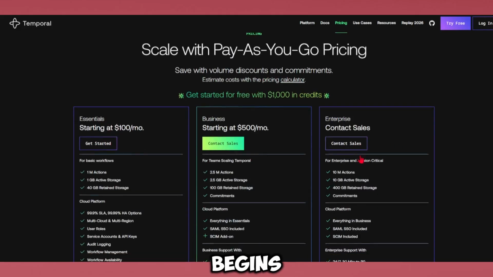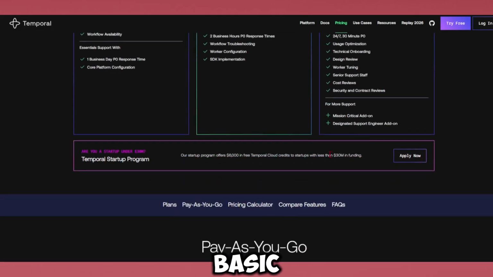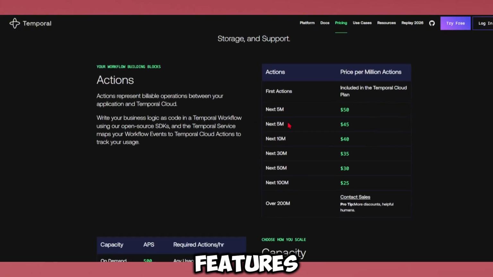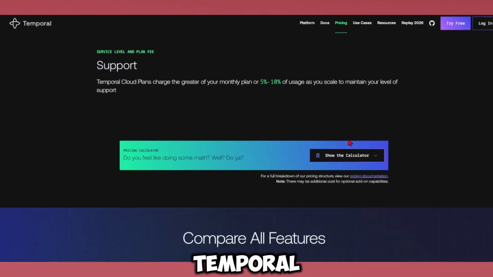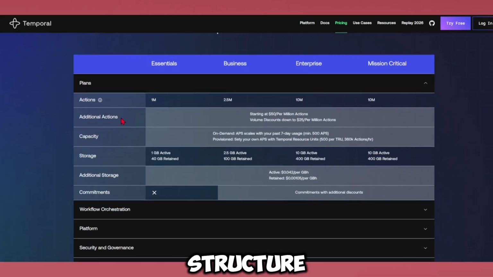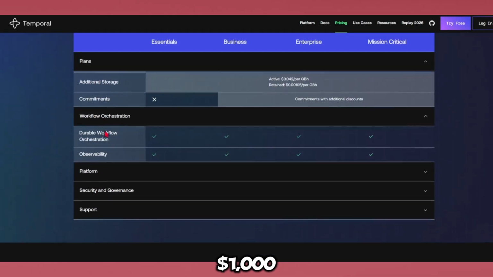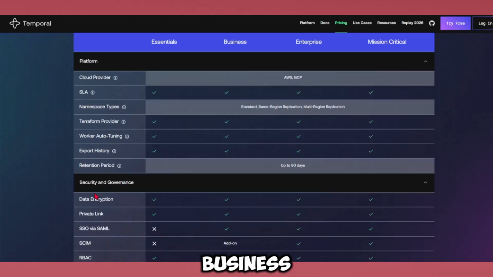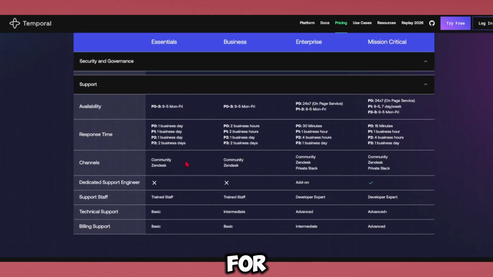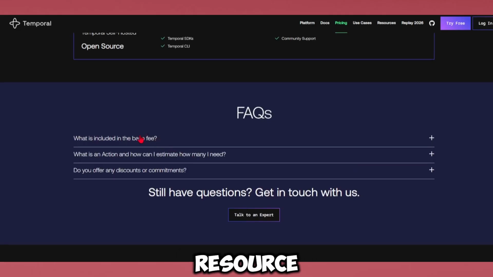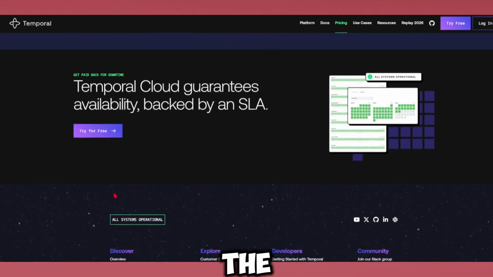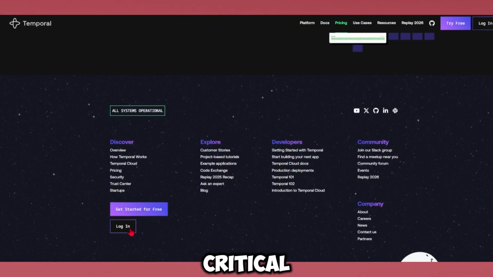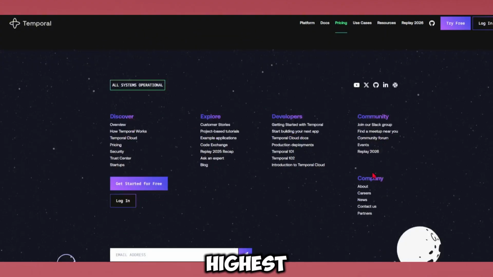The Essentials plan begins at $100 per month, targeting basic workflows with included platform features like SLA guarantees and support with a one-business-day response. Temporal Cloud offers a tiered pricing structure starting with a free tier that includes $1,000 in credits. The business plan starts at $50 per month for scaling teams, offering higher resource limits, included SAML SSO, and faster 2-business-hour support. The enterprise plan is designed for mission-critical use with custom pricing, offering the highest support.